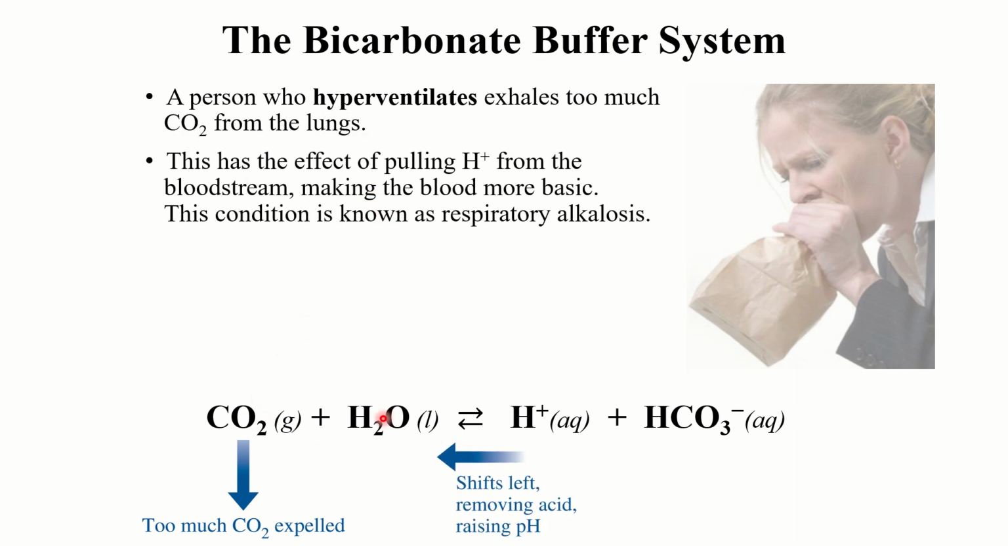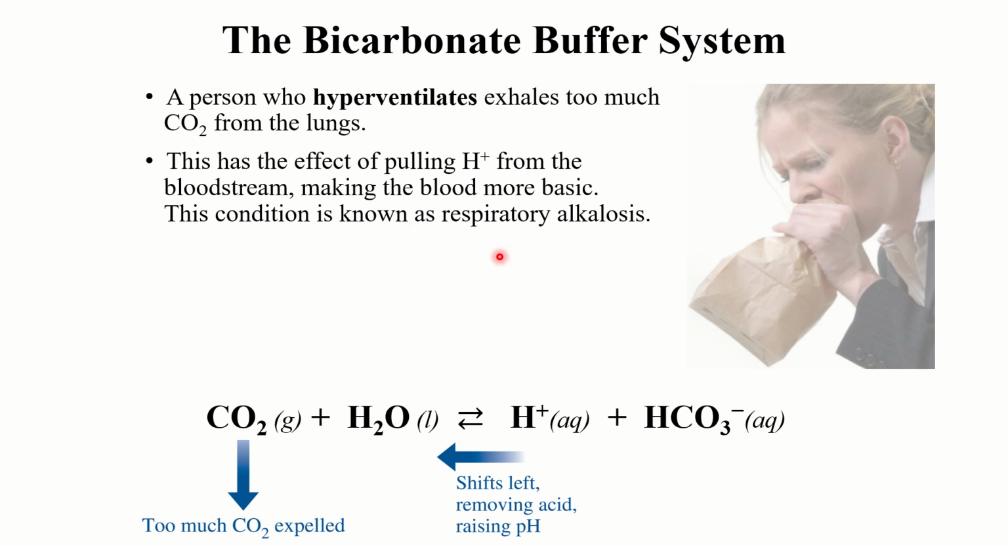So if you think about this equilibrium here, if you exhale too much from your lungs, you're basically removing a reactant. And if we think about the context of Le Chatelier's principle, you remove a reactant, the equilibrium shifts left. And so as it shifts left, this removes acid from your blood. This raises the pH of your blood, making it more basic.